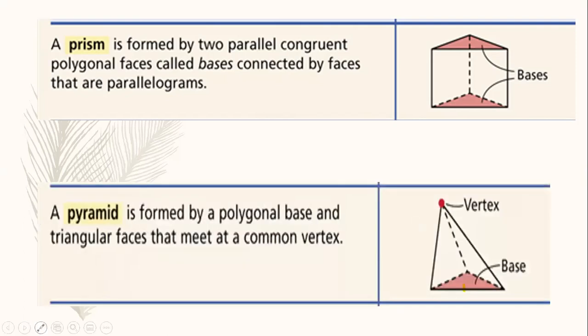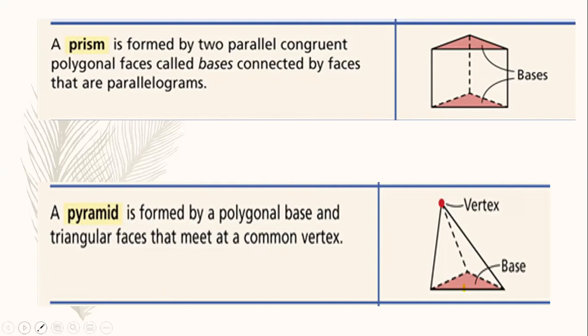The second vocab is a pyramid. A pyramid is formed by a polygonal base and triangular faces that meet at a common vertex. The faces are triangles and they meet at a vertex. This is the most important property to compare between pyramid and prism. Pyramid has a vertex on the top and prism has two parallel bases.